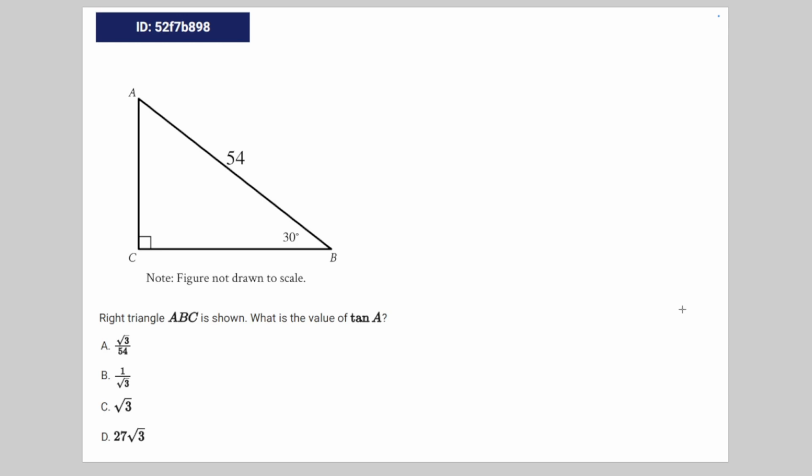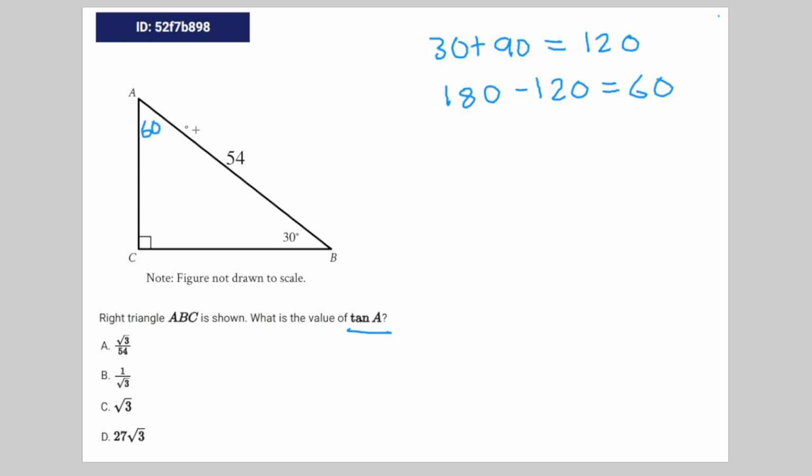Alright, so for the next question, we're going to be talking about 30, 60, 90 triangles. Right triangle ABC is shown. What is the value of tan A? So we're given two angles here, 30 degrees and 90 degrees. 30 plus 90 is equal to 120. 180 minus 120 is equal to 60. Therefore, this angle A is going to be 60 degrees.